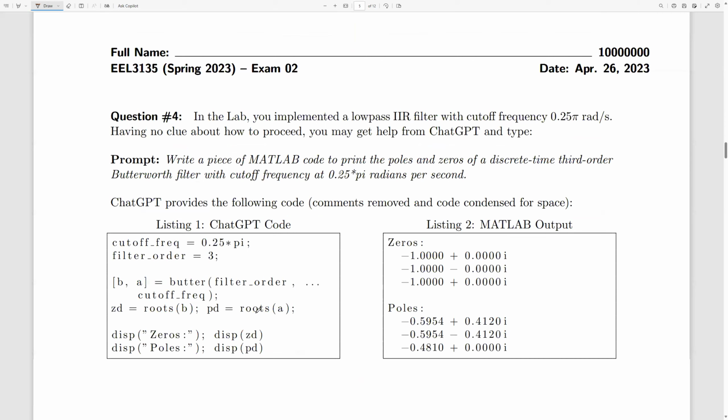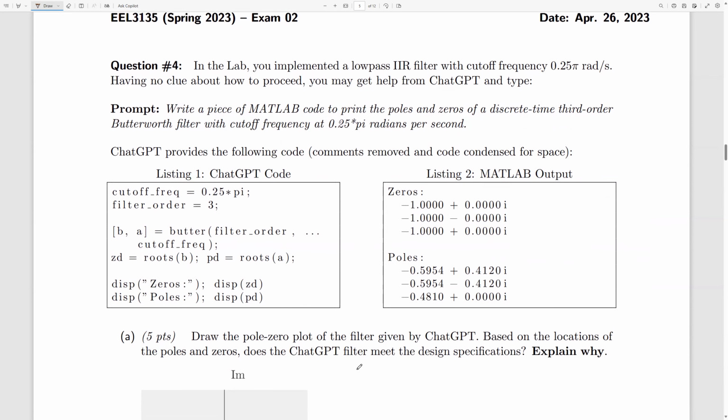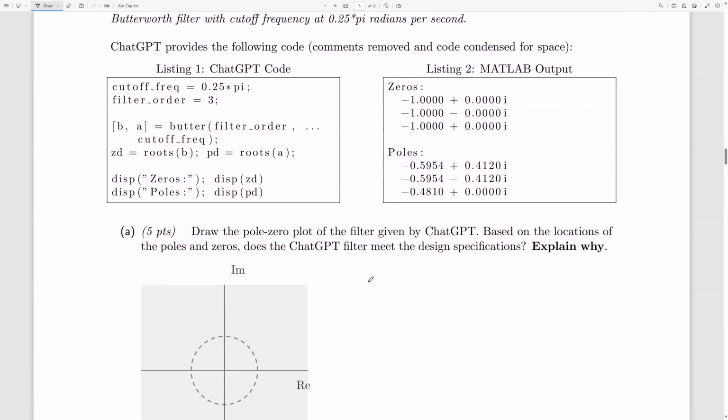Next, you'll have this unique problem. I wouldn't expect this to be on this year's final exam, by the way, because of how niche it is. It's pretty rare to have this type of problem consistently. And it's a ChatGPT problem. In the lab, you implemented a low-pass IIR filter with cutoff frequency 0.25 pi radians per second. Having no clue about how to proceed, you ask ChatGPT. Draw the pole zero plot of the filter given by ChatGPT based on the locations of poles and zeros.